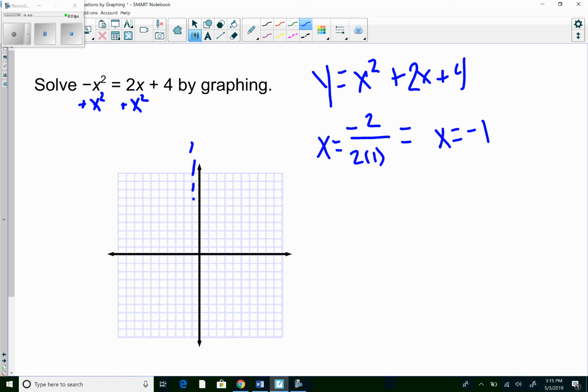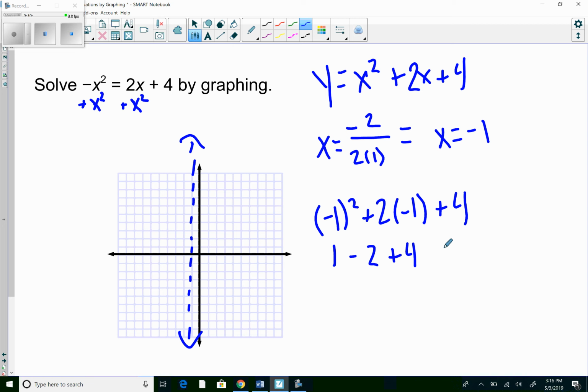Okay. So let's graph that really quick. And then let's plug -1 in. So -1 squared plus 2 times -1 plus 4. Let's see, that's 1 minus 2 plus 4. So that should give us what, 3? Okay, so our vertex is at -1, 3. 1, 2, 3. Our y-intercept is going to be up here at 4.